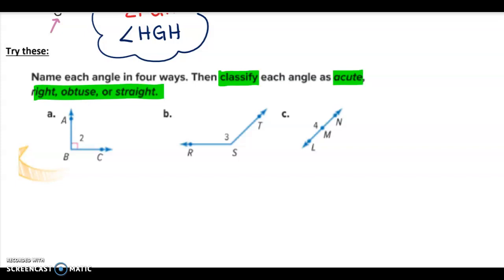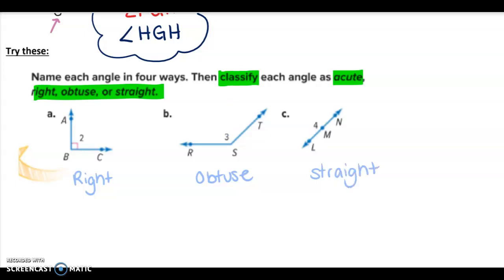So if I start with the first one, we can call this one a right angle because I see that box. This is an obtuse angle because it's greater than 90, because 90 would be right about here and it would make that 90-degree box. So this is bigger than that, so that's why we call it obtuse. And this is a straight angle because it is a straight line.